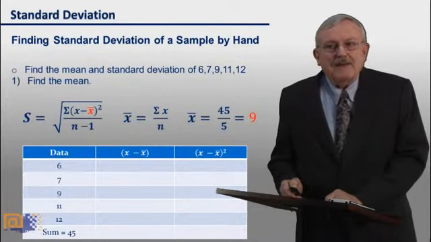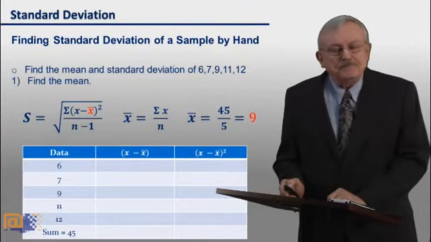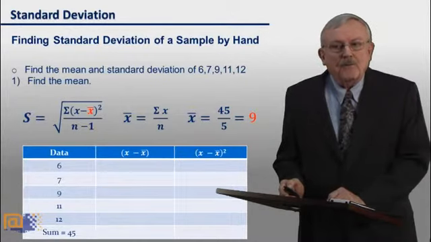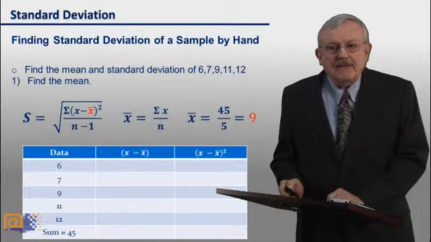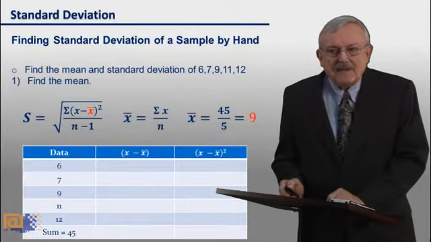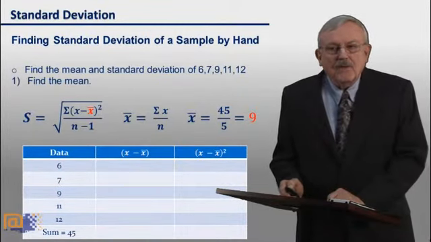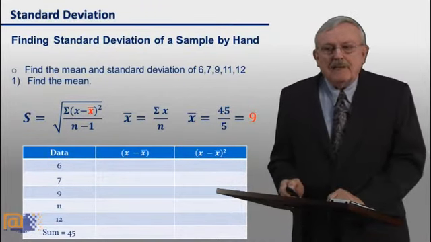In terms of finding the standard deviation of a sample by hand, the first step is to determine the mean value for the sample. In this case, you add up the elements in the sample, 6, 7, 9, 11, and 12, and we end up with a sum of 45. When we divide that by the sample size, which is 5, we get x bar, the mean, equals 9.